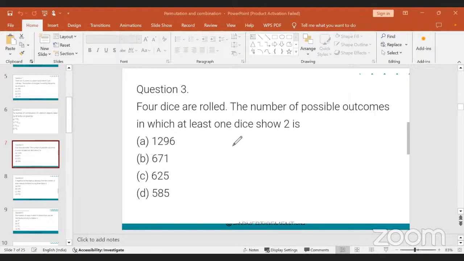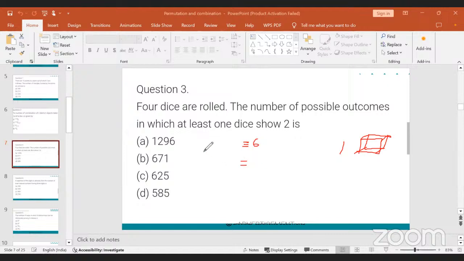See, I will give a hint. The number of ways in which any number can appear on the dice is 6. Why? Because a total of 6 faces will be there for one dice. So the number of ways in which 2 appears once on a dice is 1. I hope you know this. A dice has 6 faces, so 2 appears only once.